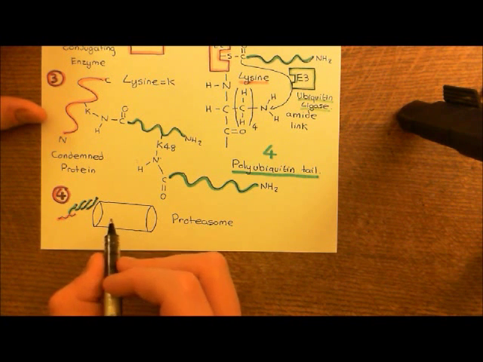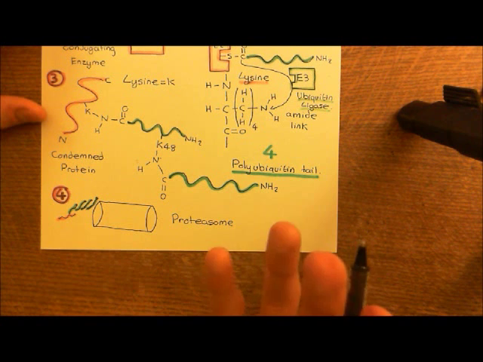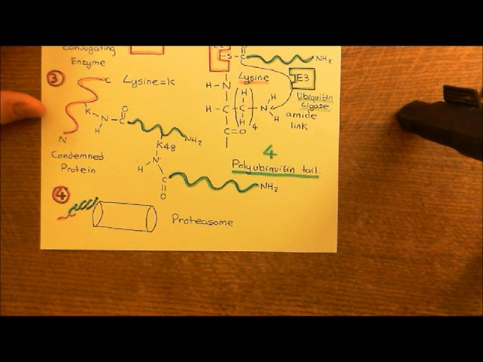And these protease enzymes are going to break the protein apart. They don't quite break it down into amino acids. They break it down into little fragments, so a few amino acids joined together. And that's how you destroy proteins, well, one of the mechanisms by which you destroy proteins.